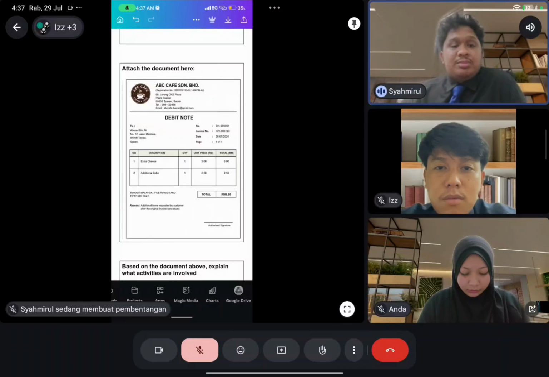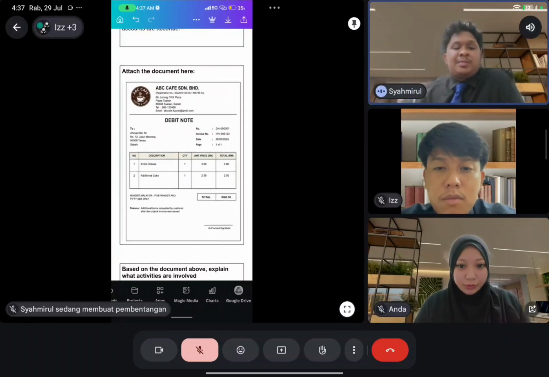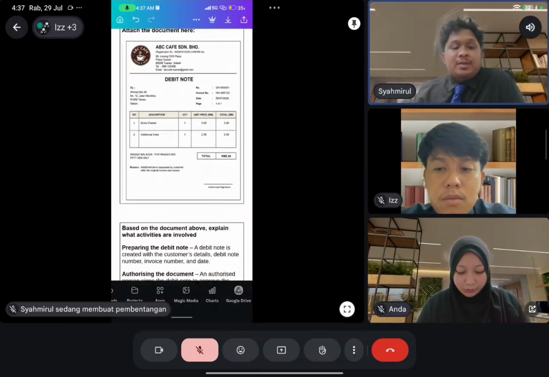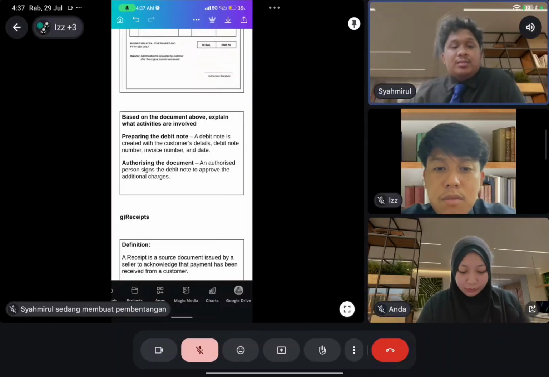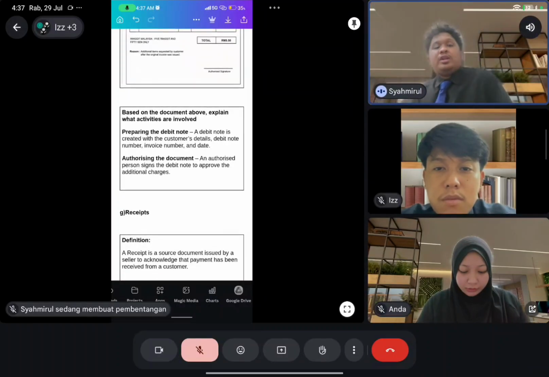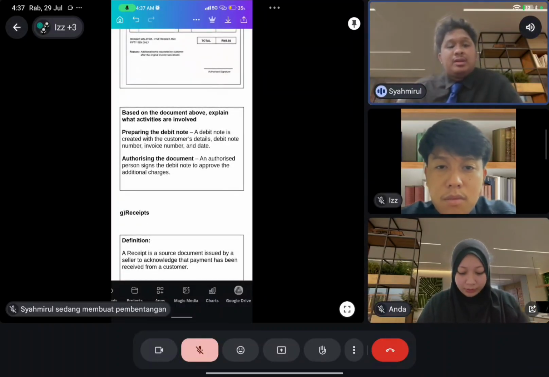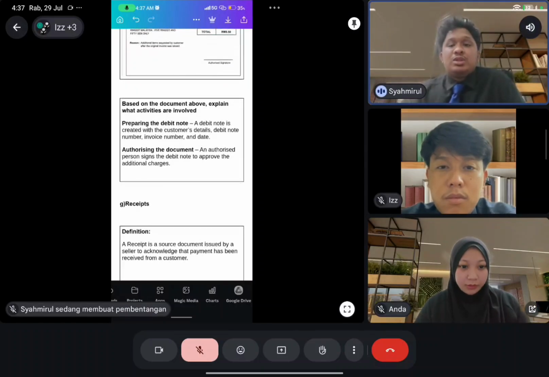This is the example for the debit note. Based on the document above, the activities involved are preparing the debit note. A debit note is created with the customer details, debit note number, invoice number, and date. Authorizing the document: an authorized person signs the debit note to approve the additional charge. That's all from me. I'll pass to Shaznani.